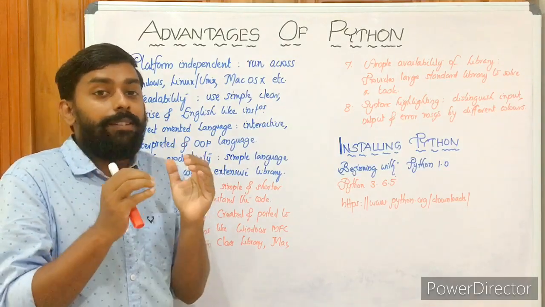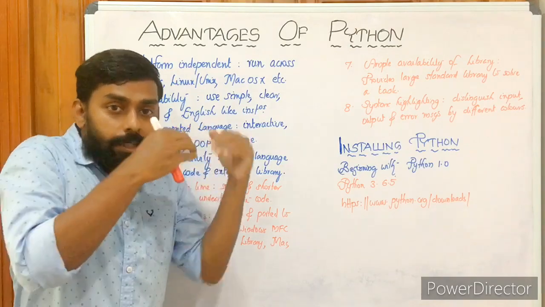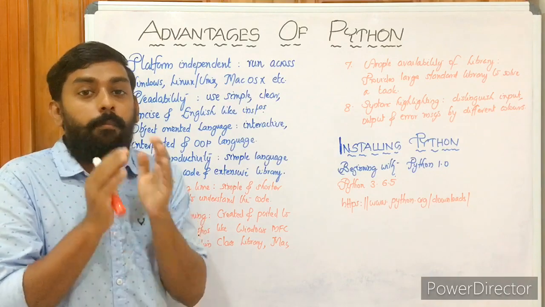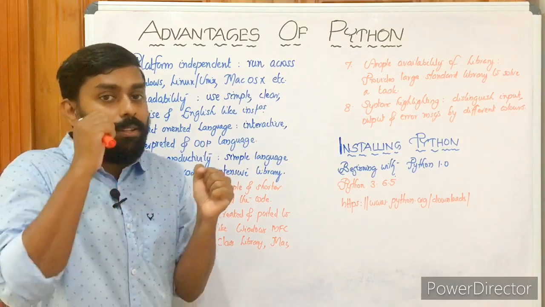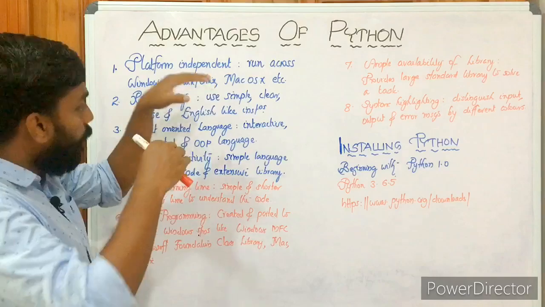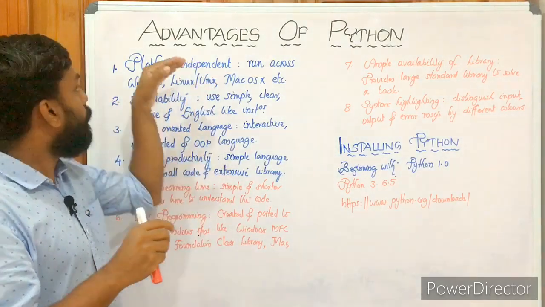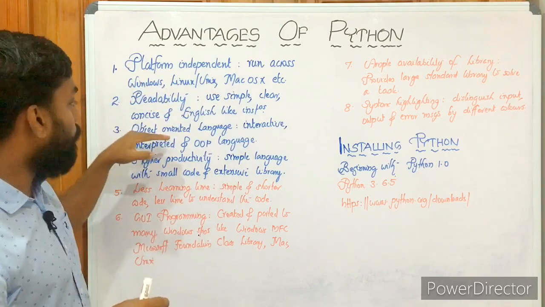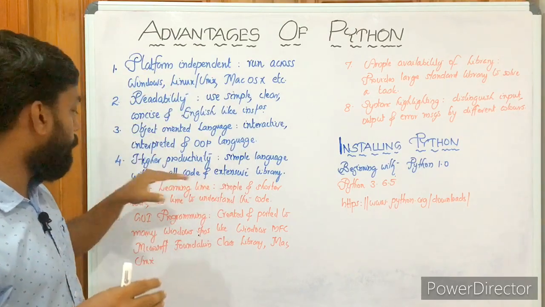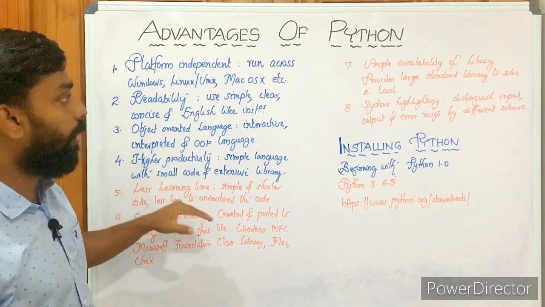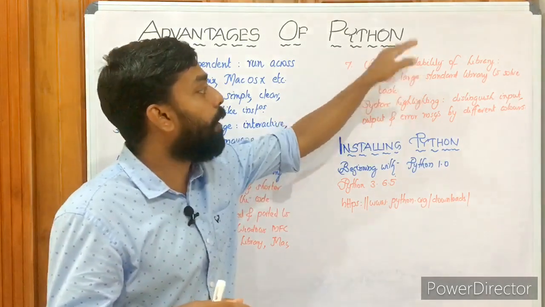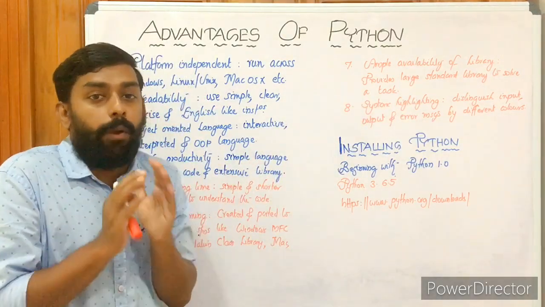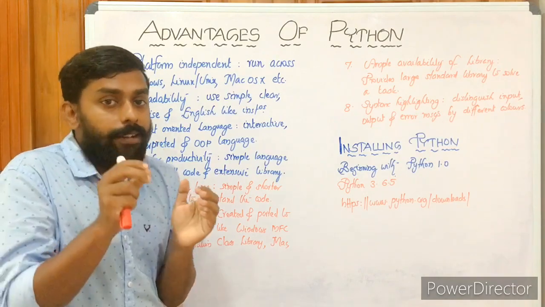programming language. And we can definitely say these advantages make Python the most commonly used, the most popular, the most simple language ever. So let's move on to the topic. We have 8 specific points. The first, platform independent. Python is platform independent. It has readability, it's an object oriented programming language, it has higher productivity, less learning time, GUI programming, graphical user interface programming, ample availability of libraries, and syntax highlighting. These are 8 specific advantages. Let's discuss one by one.